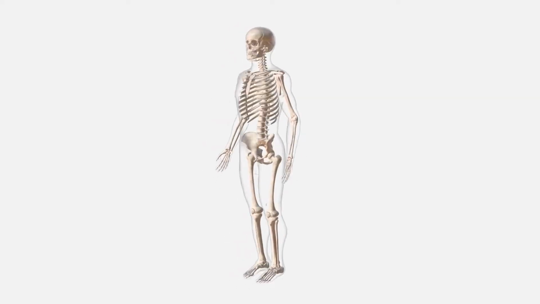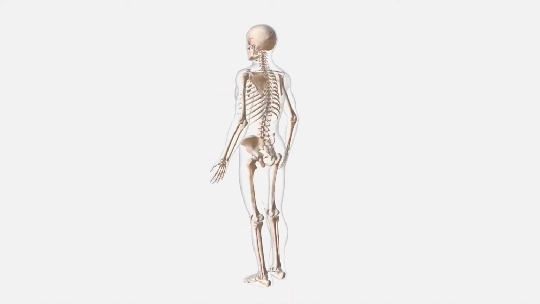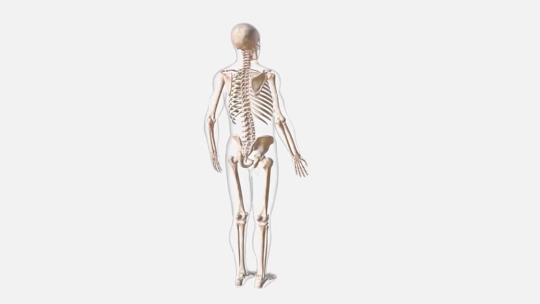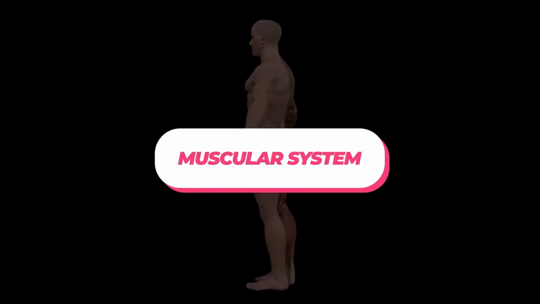The skeletal system also plays a number of important roles in the body. It provides support and protection for internal organs, helps maintain posture and balance, and produces blood cells in the bone marrow.